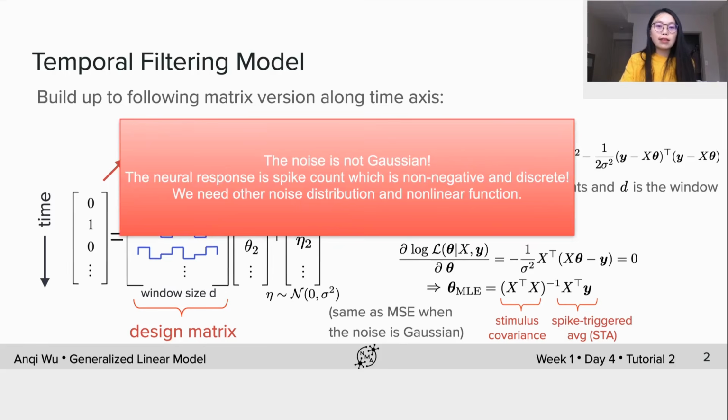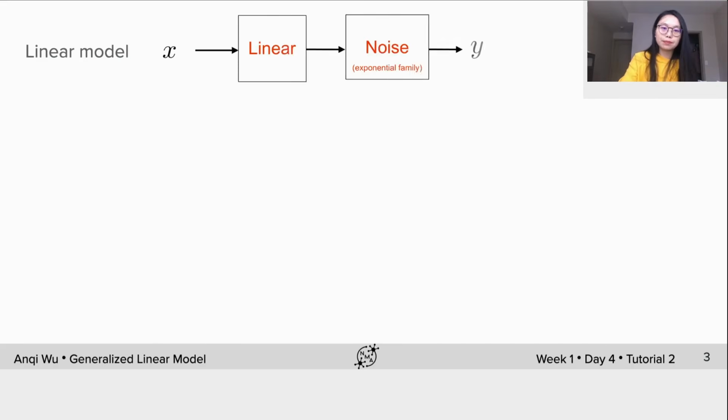The main reason is that the observation noise is not Gaussian. The neural response is spike, which is non-negative and discrete. Gaussian works for continuous variables in the entire domain. Therefore, we need some other noise distribution and nonlinear function to do the spike train encoding. That's why we need to extend the linear model to the generalized linear model.